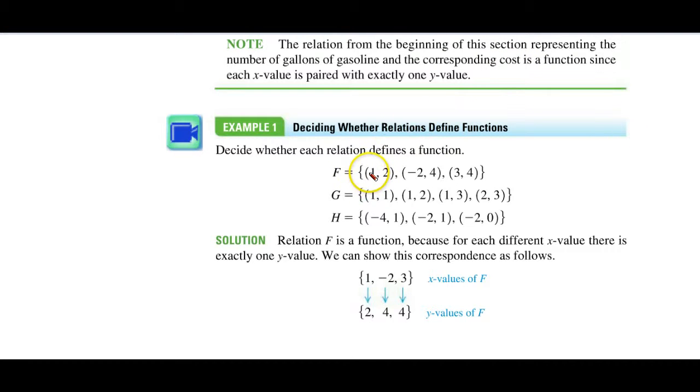So here we have a 1, we have a -2 and a -3. Are the x elements repeated? No. So yes, this is a function. Here we have a 1, 1, 1, 1 repeated, so this is not a function. A -4, a -2, a -2. The -2 is repeated. It's not a function.